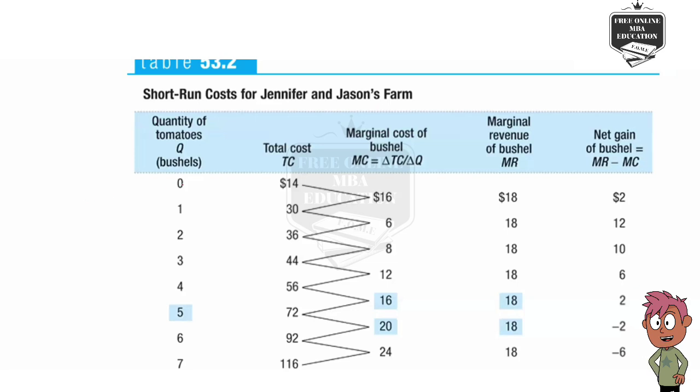Now let us quote again the quantity of tomatoes, the total cost, that is TC, the marginal cost of each unit, the marginal revenue of each unit, and let us understand the net gain through MR minus MC. Now, when 0 units were being made, the total cost was $14. The marginal cost at the next first kg is 30. So the differential value, that is $16, is your marginal cost. Here your marginal revenue is $18.